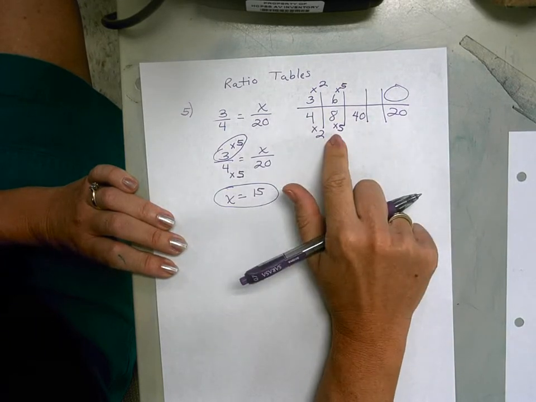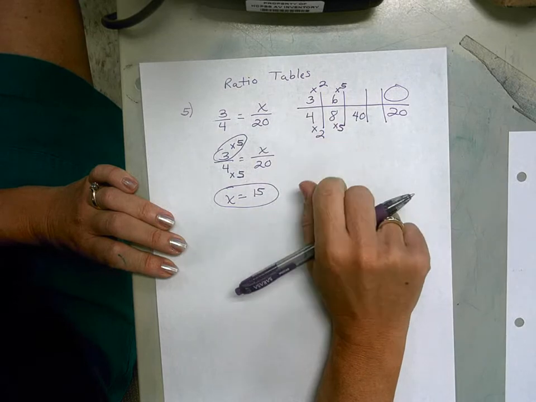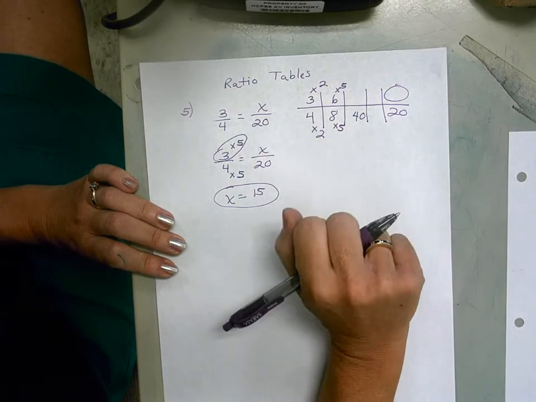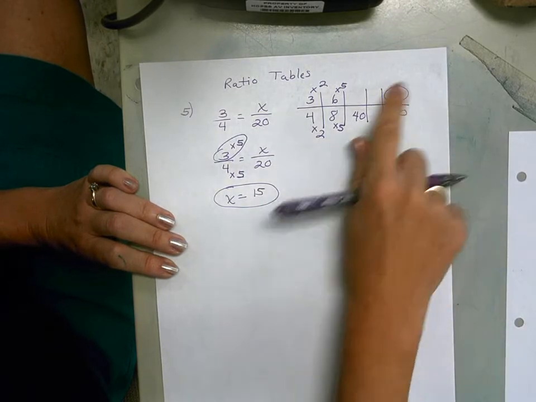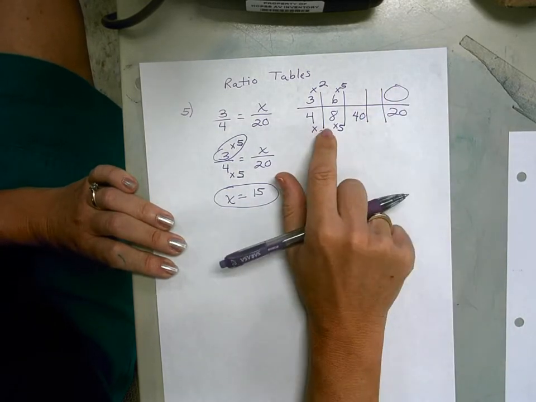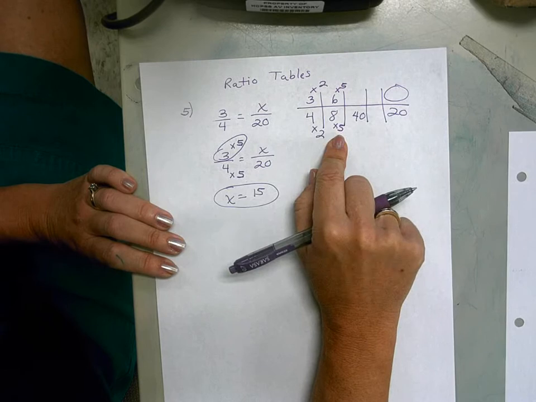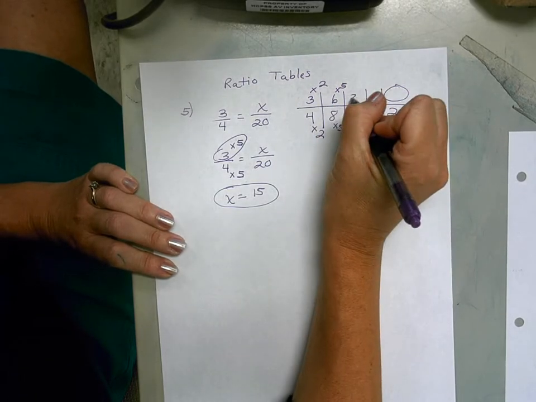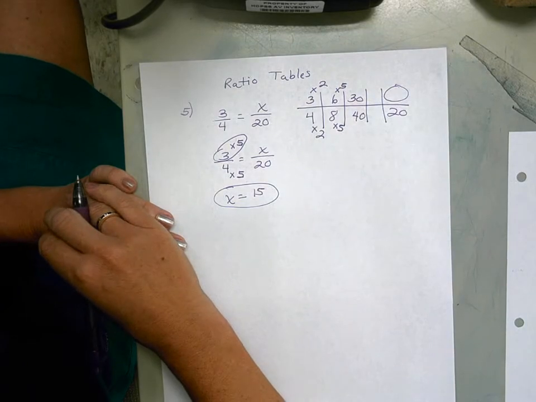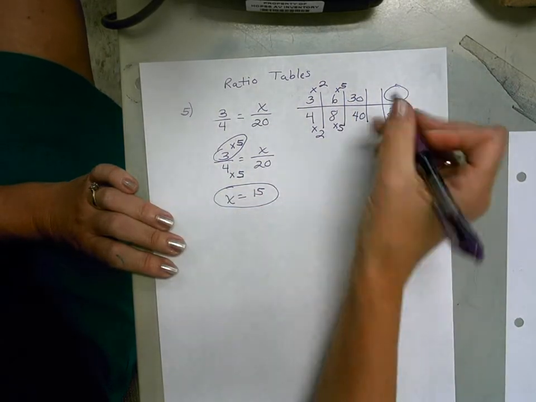But if you didn't choose 5, if you choose 2 again, if you choose 10, if you choose 20, it's really up to you, as long as you keep persevering until you get to your final answer. So I chose to multiply my second time times 5. 8 times 5 is 40. 6 times 5 gives me 30 in my numerator. And now I'm almost done.